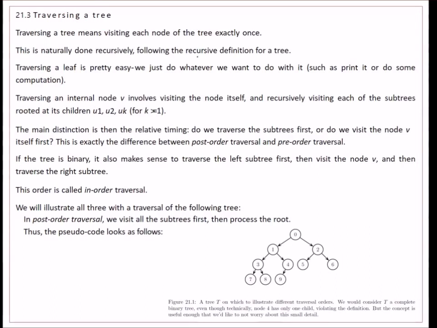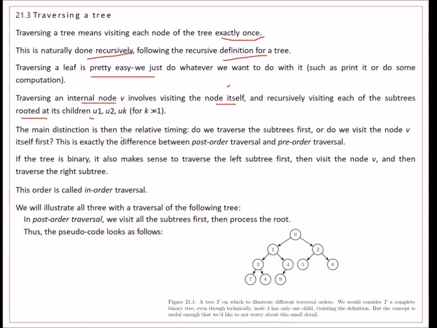Now, how to traverse a tree? This is an important concept. Traversing means visiting each node of the tree exactly once. It is a very natural idea to do it recursively, following the recursive definition of a tree. Traversing a leaf is pretty easy. We just do whatever we want to do with it, like computation or printing. And traversing an internal node v involves visiting the node itself, then recursively visiting each of its subtrees, which are rooted at its children u1, u2 up to uk, say k is greater than or equal to 1.